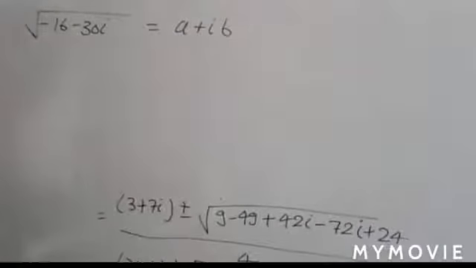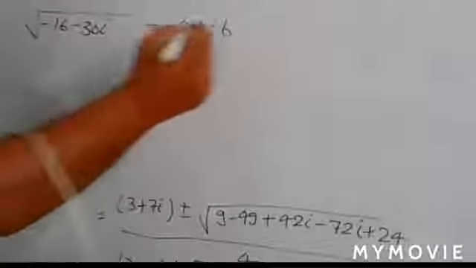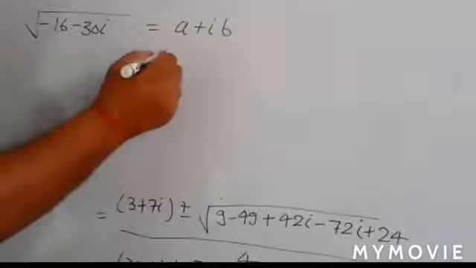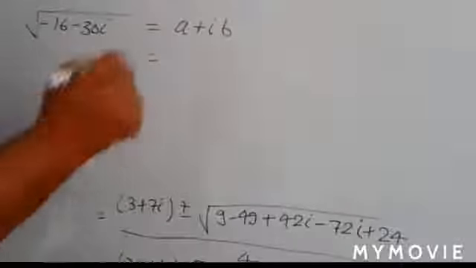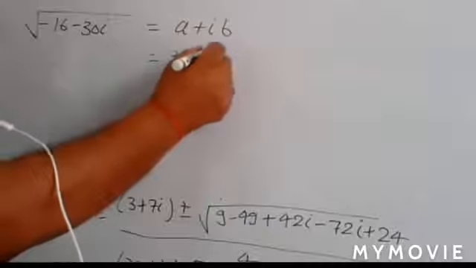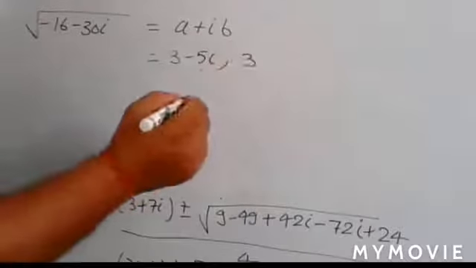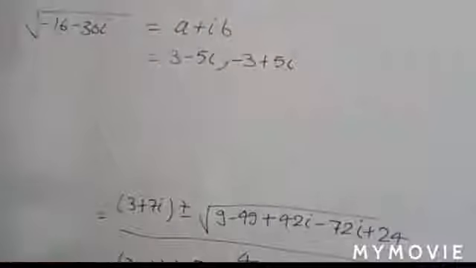That means in the previous question, I solved the square root of the same number. Let me check it. Yes, minus 16 plus minus 30i. You already solved this one, so its value is 3 minus 5i and minus 3 plus 5i. You already solved the square root of this same number here.